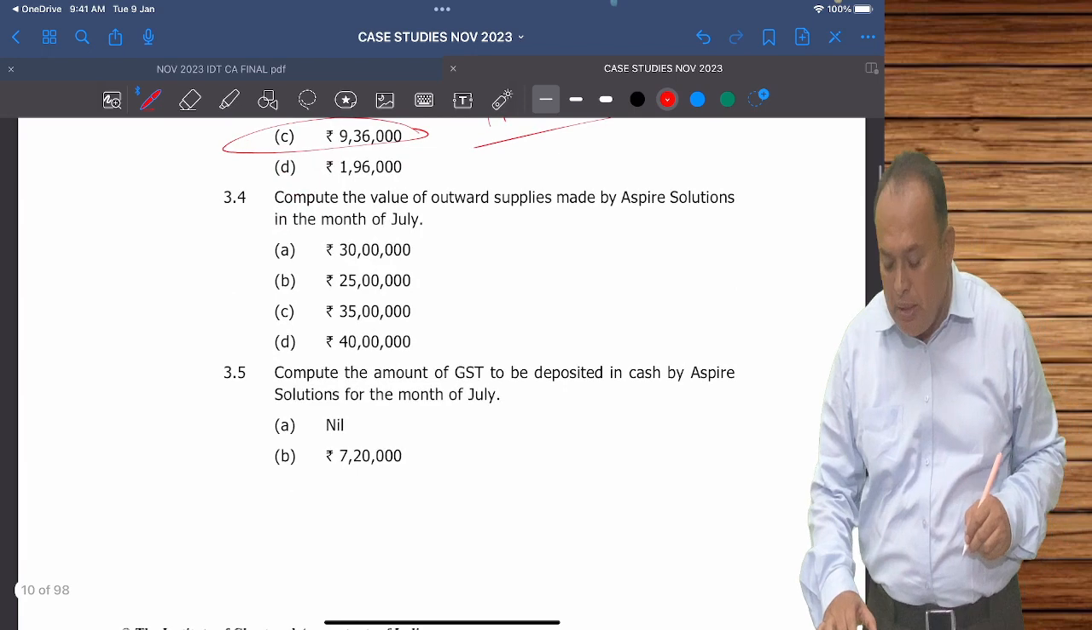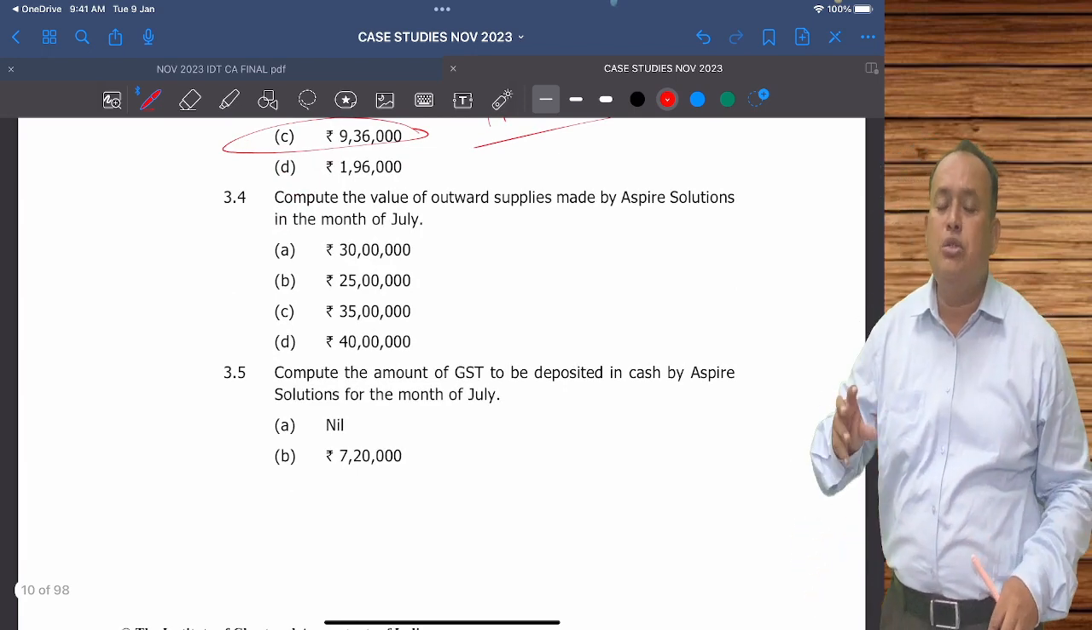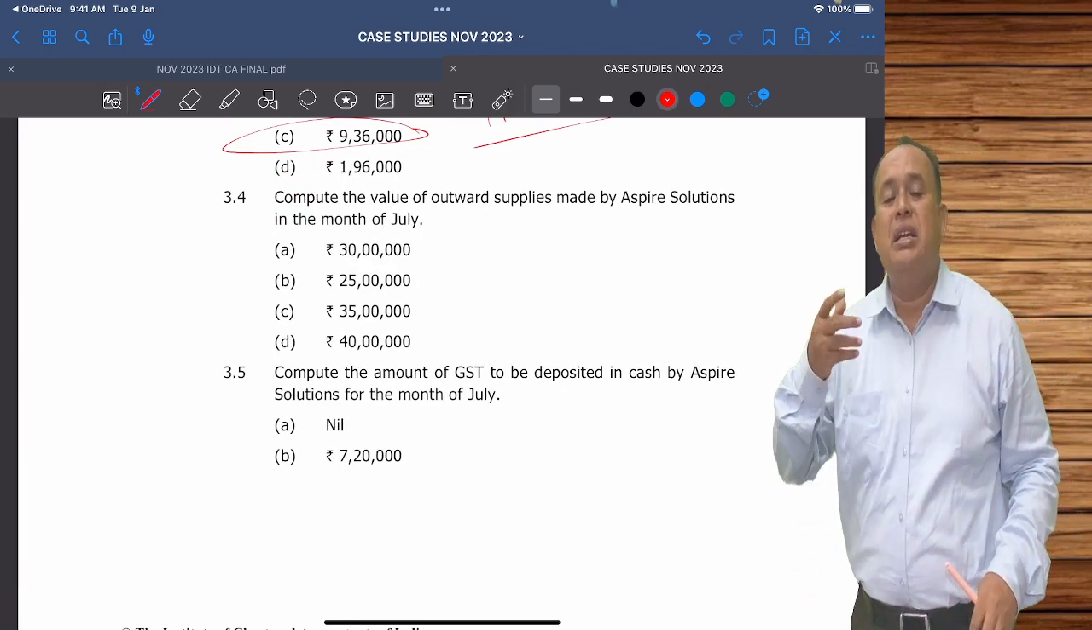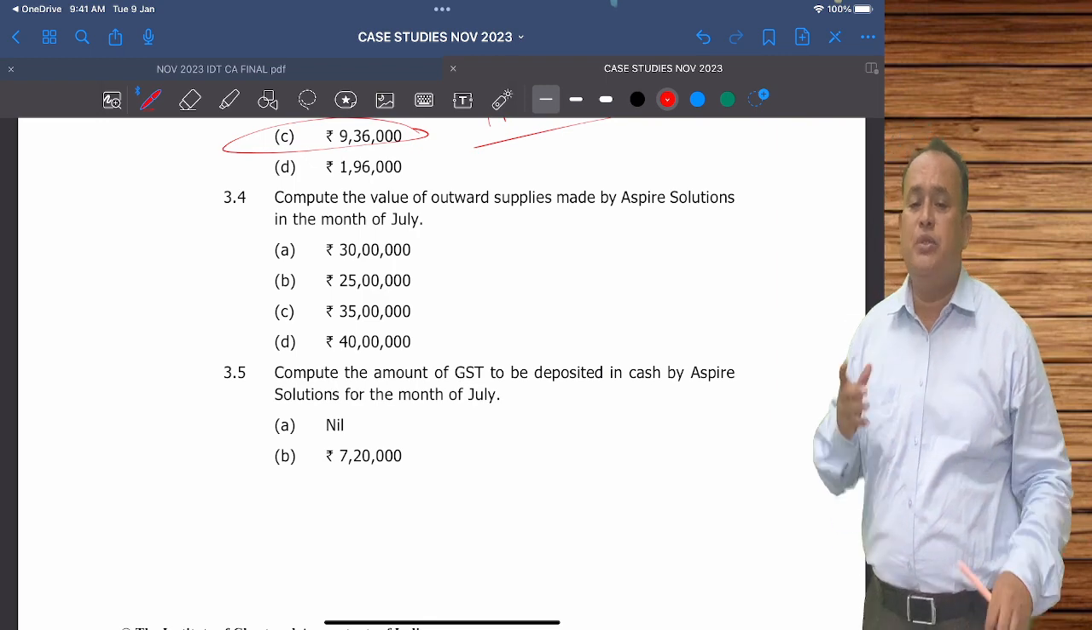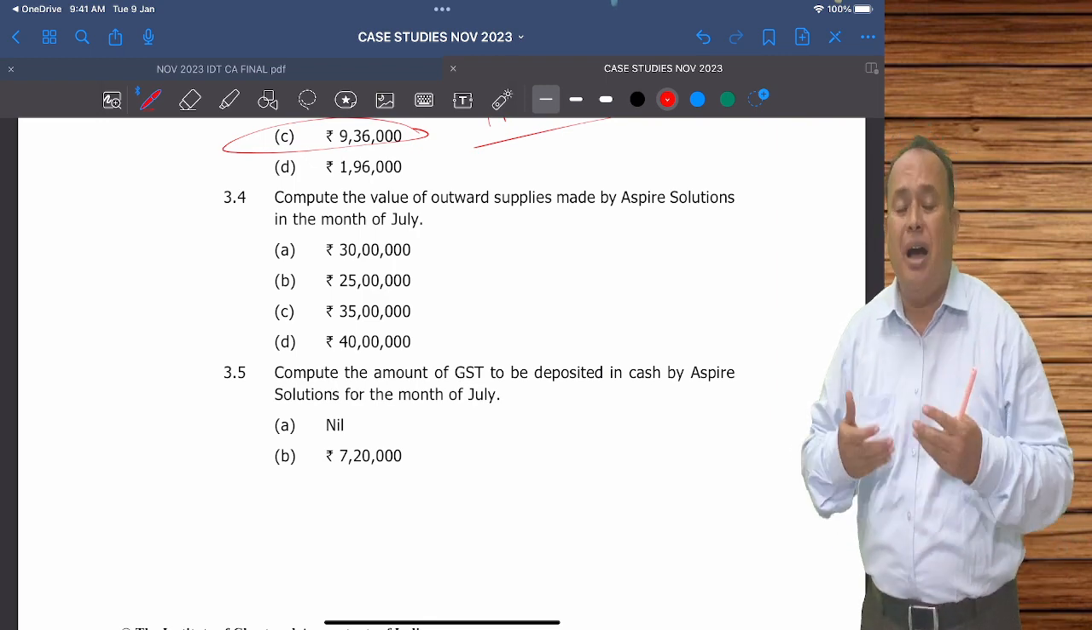Further, question number 3.4. Compute the value of outward supplies made by Aspire Solutions in the month of July. What is their outward supply?